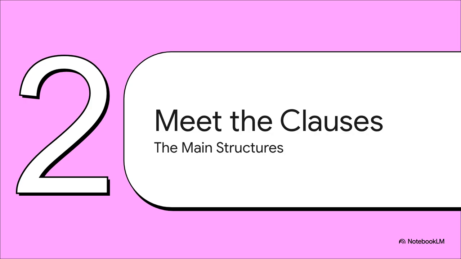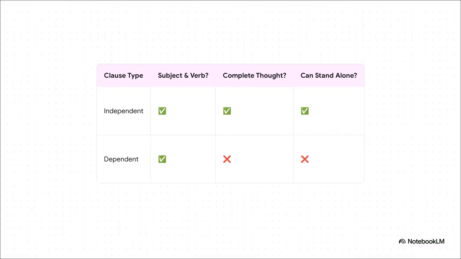All right, so now that we know how to spot a clause, let's zoom in a bit, because it turns out there are two main types, and they play very different roles in our sentence architecture. This chart lays out the difference perfectly. Now notice how both types have a subject and a verb. That's not the differentiator. The real test is that complete thought column. Does it make sense all by itself? That's what separates the strong from the needy.